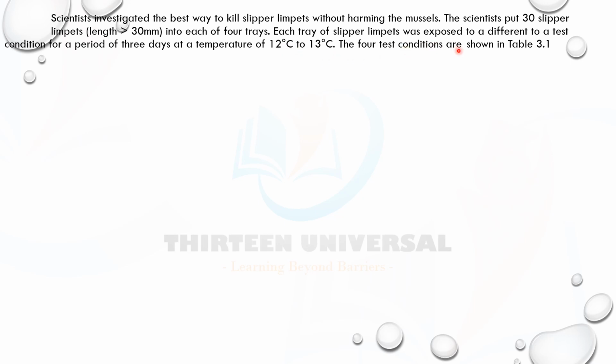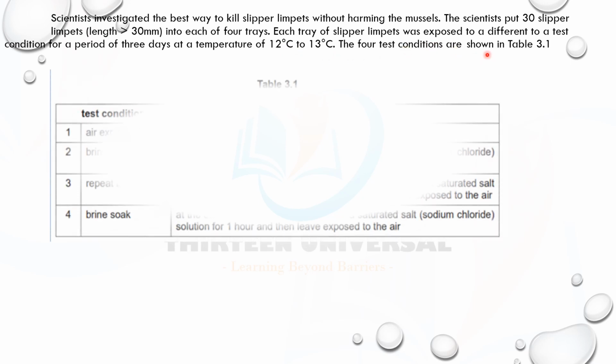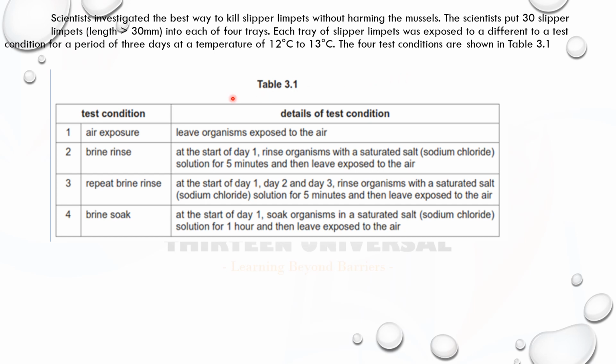The four test conditions are shown in table 3.1. Now I can see that. See the different conditions: air exposure, brine rinse, repeat brine rinse, and brine soak. This is what I mean. The fungus is exposed to the air at the start. The one here is soaked.